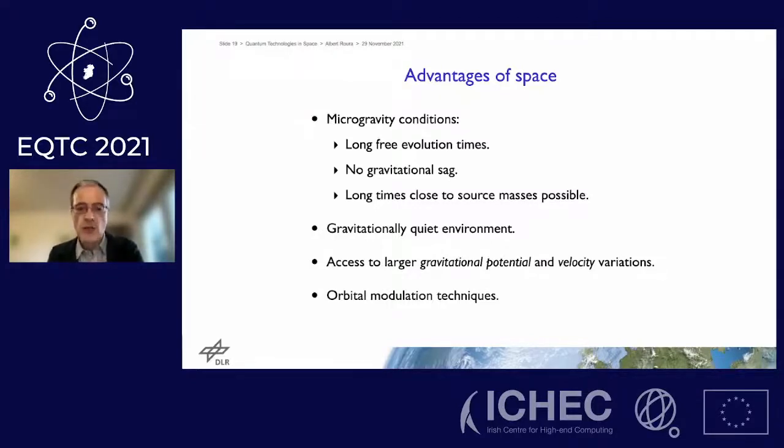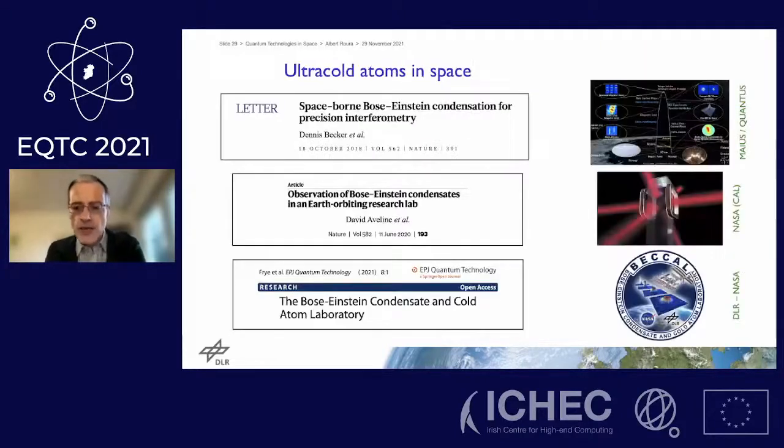Also, the fact that you have a gravitationally quiet environment is very beneficial for this kind of experiments, and particularly for fundamental physics measurements and tests, it is also very interesting to have the possibility of accessing large variations of the gravitational potential and velocity. And finally, as I mentioned on the previous slide, you can combine that also with interesting modulation techniques in space. Now, having atom interferometry experiments in space is very interesting. They have these very appealing features, but of course, these kinds of experiments in space require very substantial development efforts to reach the technological readiness level that is necessary for such experiments in space.